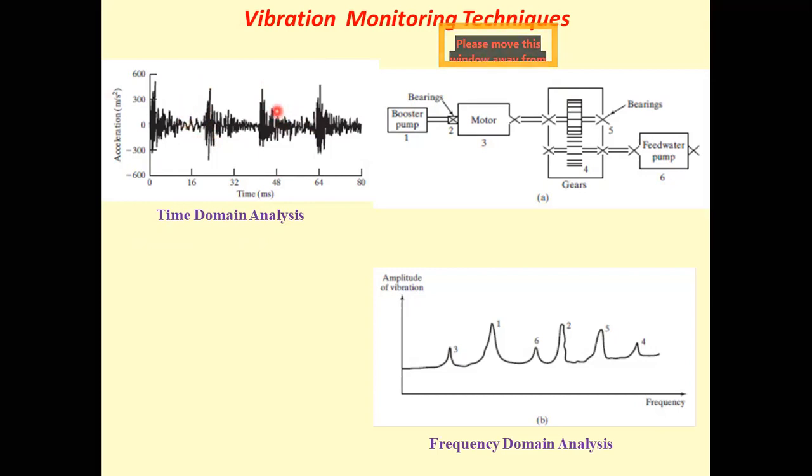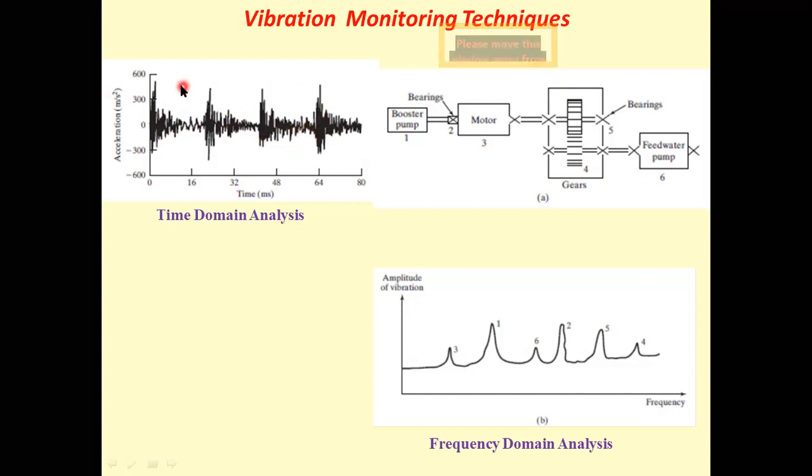So if we put the accelerometer on the casing of the gearbox and record the acceleration versus time graph, and there are impulses in that time history, then we can say that there will be either broken teeth of the gear, or a crack on the inner surface or outer surface of the bearings.